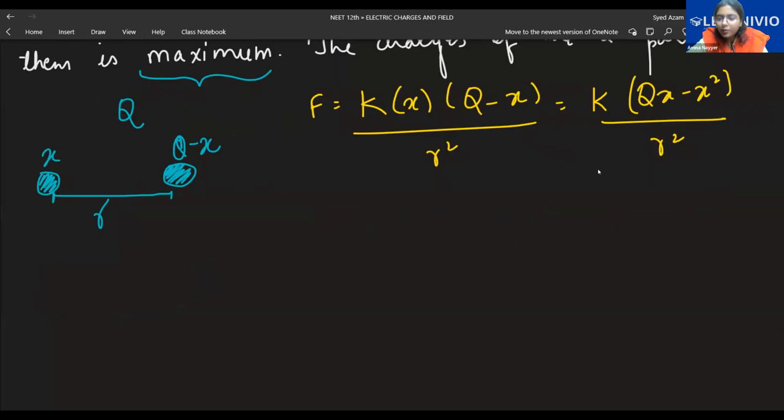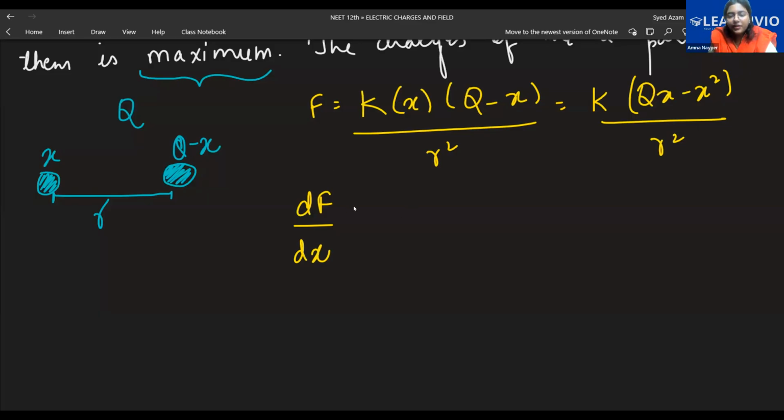Now, what we are going to do is differentiate it. Differentiate force with respect to this value of X, meaning the charge. Right now, I have taken this variable charge, or the charge that has changed, as X. So dF over dx we have to find. This X is not distance. Right now I have assumed this as X, and this is Q minus X. Whether this X is equal or not will be proven right now.